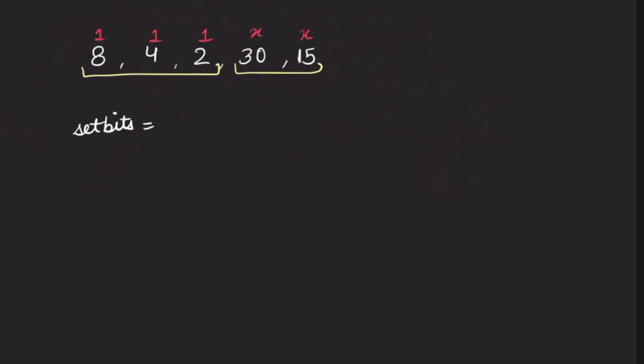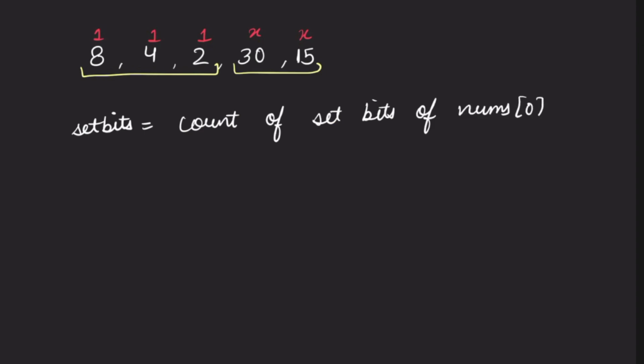So first of all, you will consider the first element, the first segment. You can identify the count of set bits in the first element, which will be nums of 0. There is a built-in function in C++, built-in pop count, that you can use to count the set bits. You will store the count of set bits of nums of 0, which in this case will be 1. The number of set bits in 8 is 1.